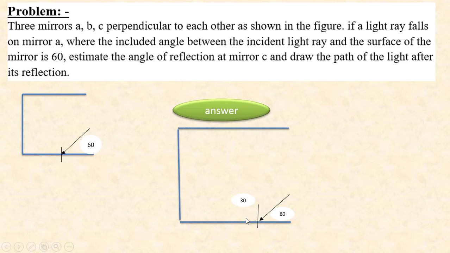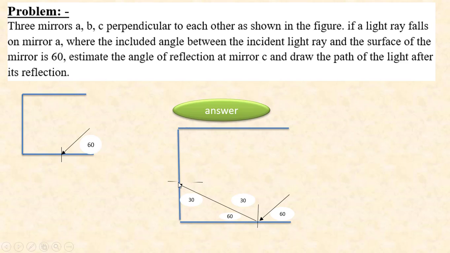This light ray will reflect to the other mirror, mirror B. Then, by calculating, angle 60 complements with it 30, this is the incident angle, so the reflected will be 30. This angle complements with this 30, so it will be 60. This triangle is right, 60, so it will be 30.